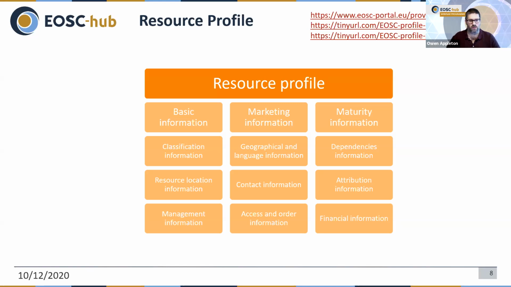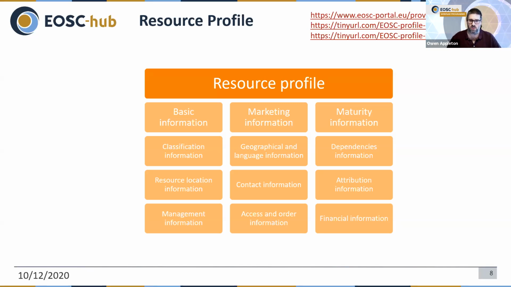For instance, if we think about some of the Google services, you have to have a Google account already in order to use some additional Google services. There are some dependencies there. That can happen within EOSC as well. Contact information, attribution, who's funding it. This is pretty important. Access and order information.